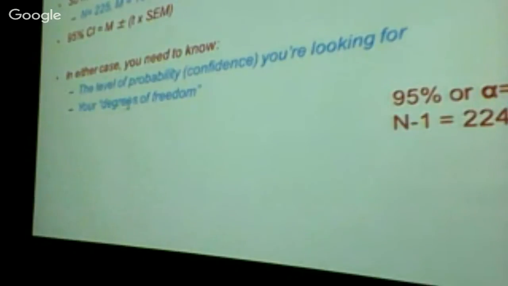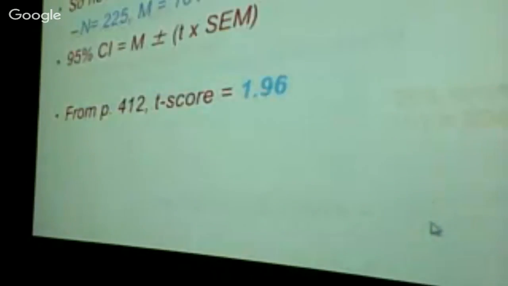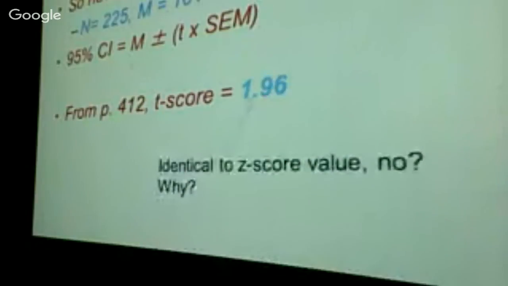N minus 1 is degrees of freedom. In this case, it's 225 minus 1, 224. With this information, I go to the back of the book and I look up the corresponding t-value. This tells me the number of t's into my distribution that correspond to 95% confidence that my statistic is close to the parameter. Ha, that's a lot of words. Look at that. If I look it up, I get 1.96. Well, that sounds familiar, doesn't it?